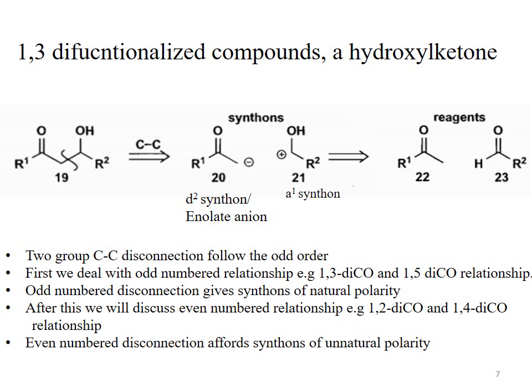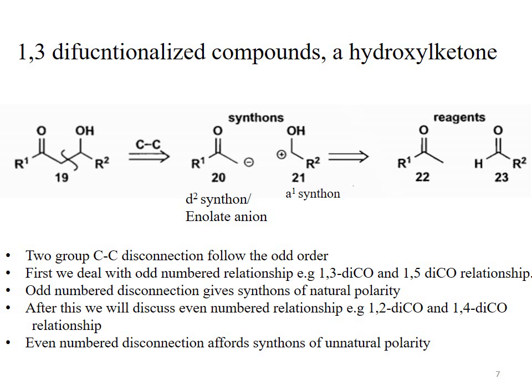After discussing the 1,3-dicarbonyl relationship, then we will discuss even numbered relationship. Even numbered relationship will be discussed in next week lecture. That relationship will be the 1,2-dicarbonyl relationship or the 1,4-dicarbonyl relationship. Even numbered disconnection affords synthons of unnatural polarity, and we will discuss in the next week how the 1,2-dicarbonyl relationship or the 1,4-dicarbonyl relationship have unnatural polarity.